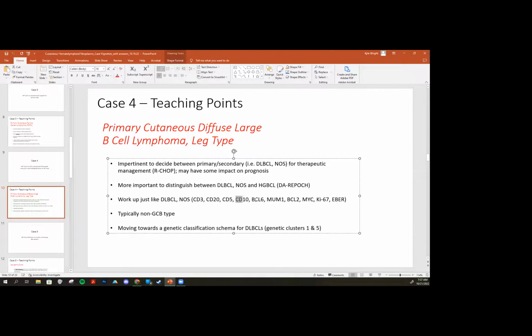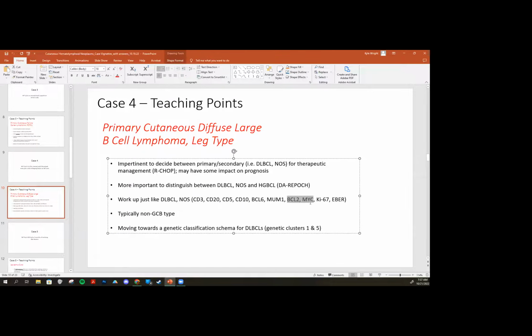I look for germinal center derivation or non-germinal center derivation, so-called GCB versus ABC types, based on the Hans algorithm, but there are other algorithms you can use. It's by far the most common, utilizing CD10, BCL6, and MUM1. In this case, it's BCL6 and MUM1 positive, so it's non-germinal center derived.